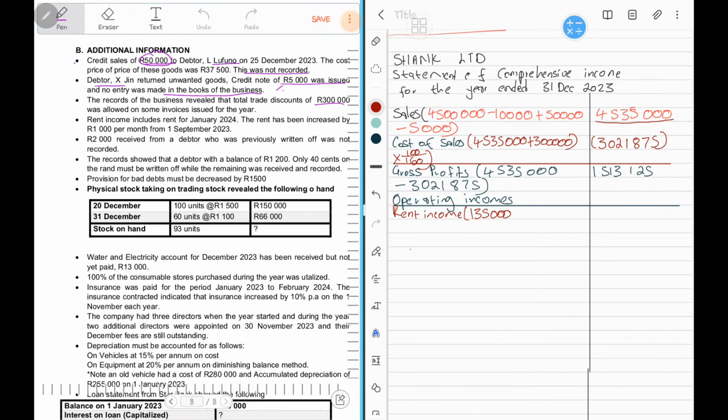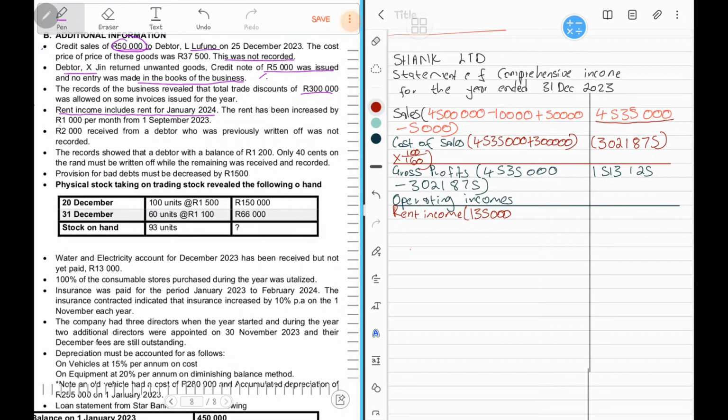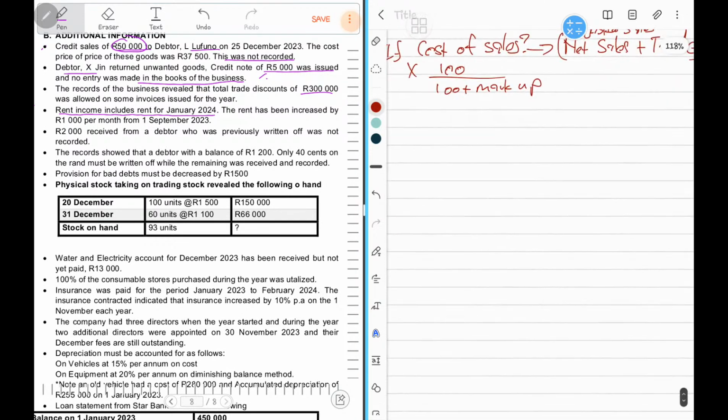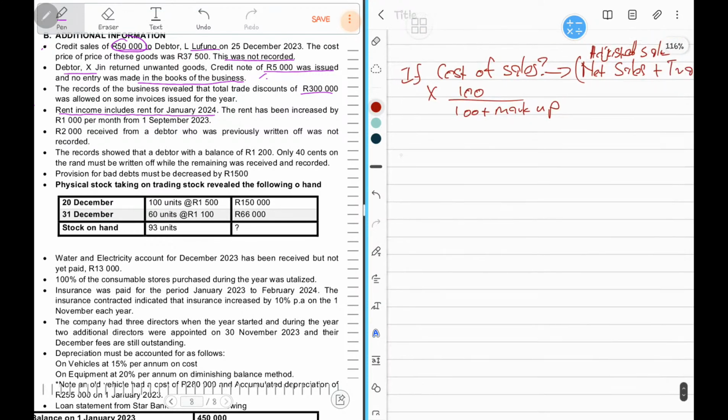Adjustment this one. We're being told that rent income includes rent for January 2024. Remember, our year is ending on 31st of December 2023. Then we're being told that the rent has been increased by 1,000 per month from 1st September, meaning that from 1st September the rent has been increasing by what? By 1,000 per month. So this one, it's in respect of rent income.